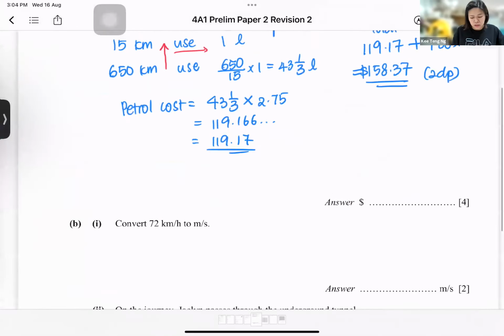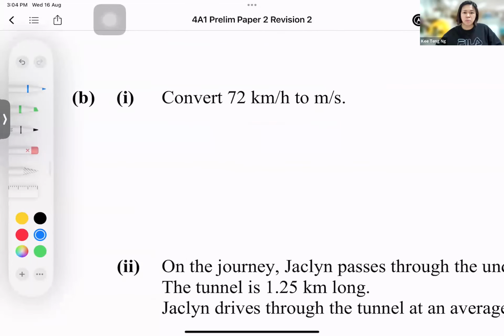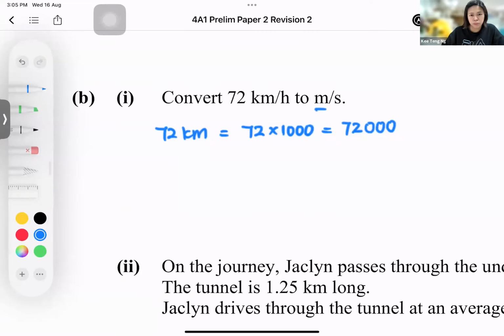Okay, how to convert this from meters to the other time? We gave you all the worksheet in class, and you all don't know how to do. How to convert kilometer per hour to meter per second? They want meter, right? 72 kilometer is how many meter? Times 1,000. So 72 times 1,000 is 72,000.